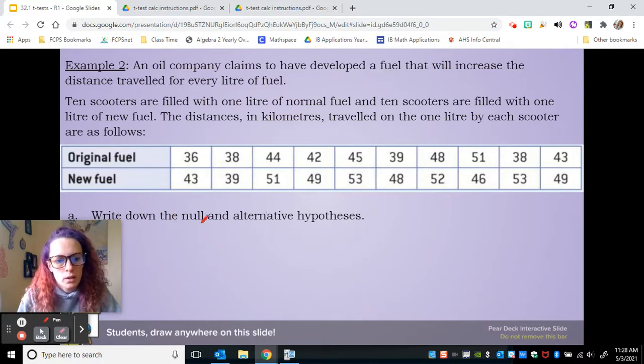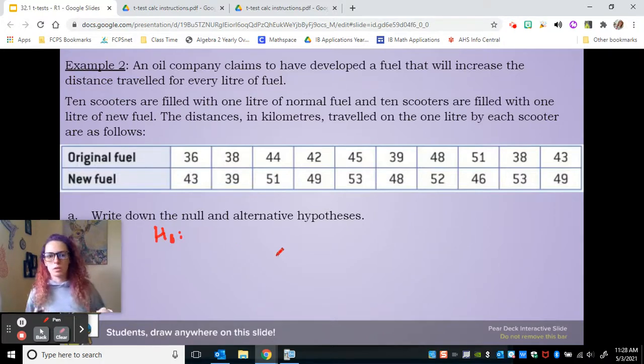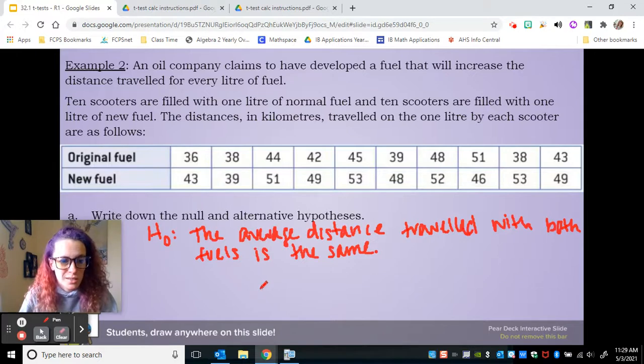And then letter A, again, asks us to write down the null and alternative hypotheses. So my null, again, is just always that they are going to be equal to each other. The mean of the distance traveled on the original fuel is going to be equal to the mean of the distance traveled on the new fuel. It doesn't have to be the exact same wording every time. You could also say the average distance traveled with both fuels is the same, because that's saying the same thing.